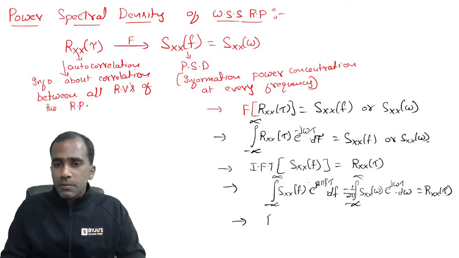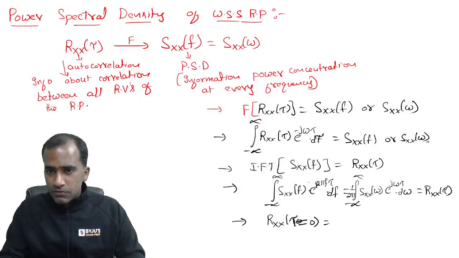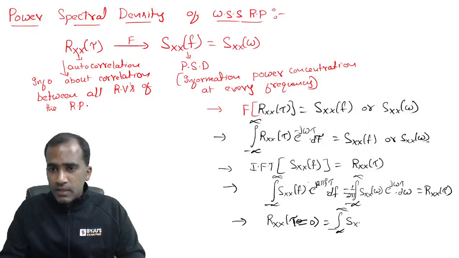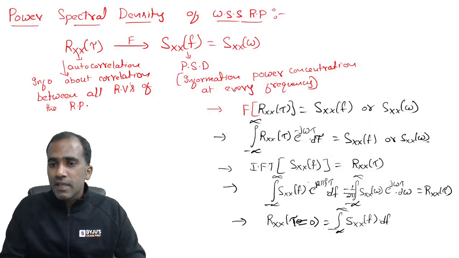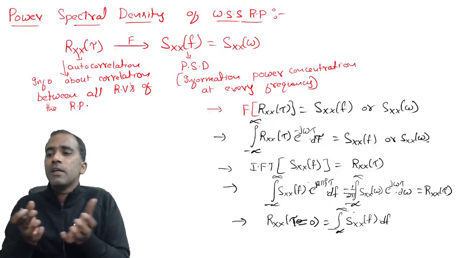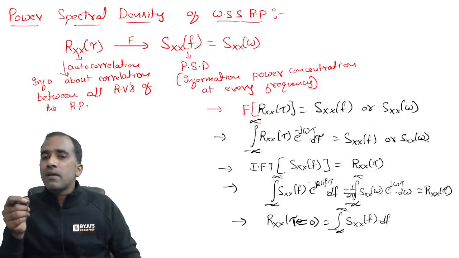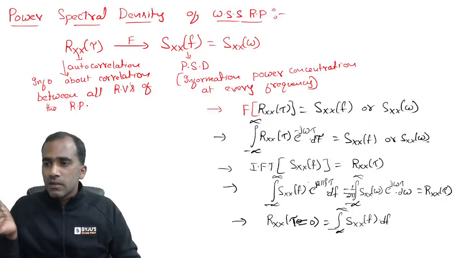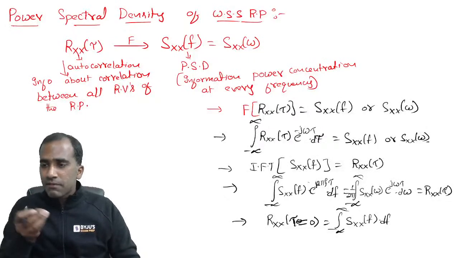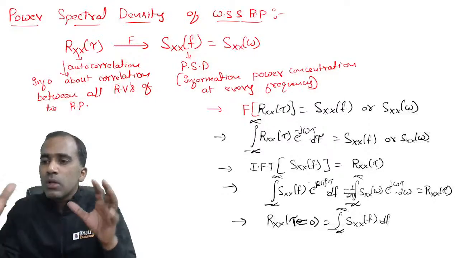Okay. So if you put tau equal to 0 in the autocorrelation function, you can put it in this formula also. What are you going to get? Integral from minus infinity to plus infinity of Sxx of f df. What is the meaning of this? Power spectral density, you are integrating. Integrating means you are finding the area. Integrating means you are accumulating. You are adding up the power concentrations at every frequency. If you are adding up the power concentrated at every frequency, you are trying to add up the total power.